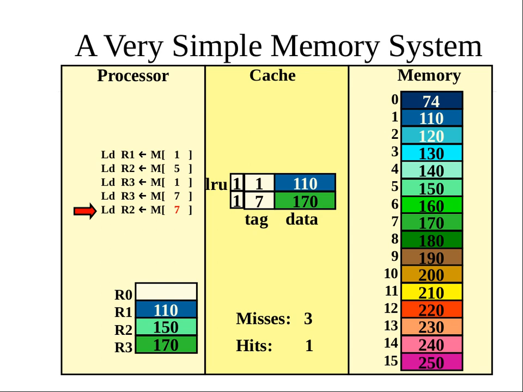Then we try and read from 7 again, and we have a hit. Awesome. So, why didn't you use the 0 one instead?